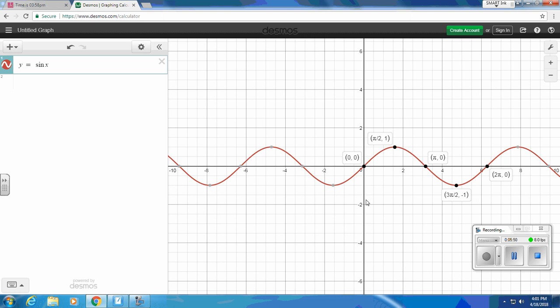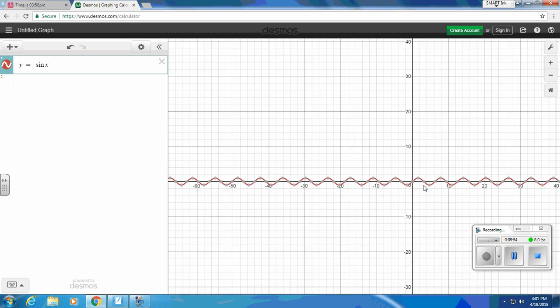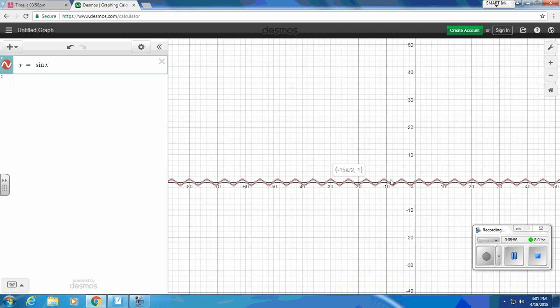However, you will notice my graph keeps going and going and going, and that's where your periodic function comes in. If I zoom out, it goes forever and ever and ever in both directions. Again, you are always only going to graph me one period, but know that your graph keeps going, and that's kind of what we're going to emphasize in a minute today.